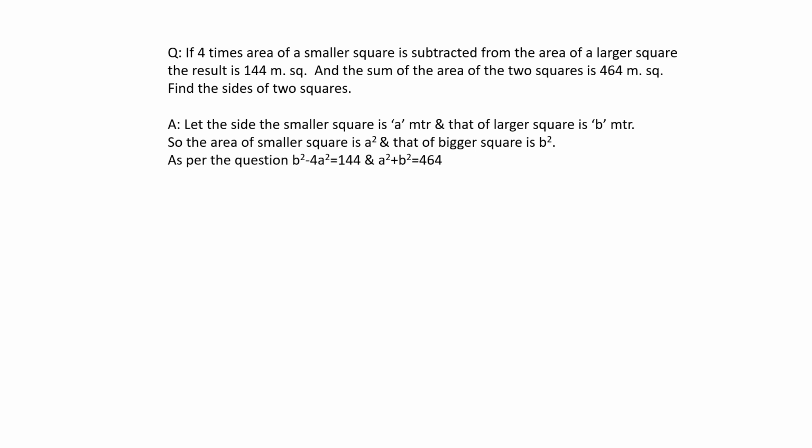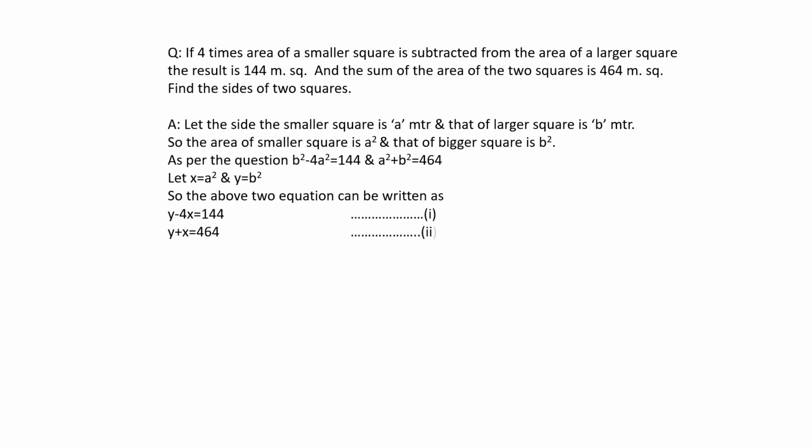As per the question, b square minus 4a square equals 144 and a square plus b square equals 464. Let x equal a square and y equal b square. So the above two equations can be written as y minus 4x equals 144. Let this be the first equation, and y plus x equals 464. Let this be the second equation.